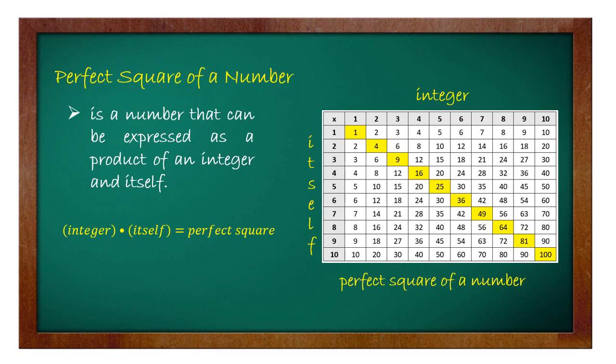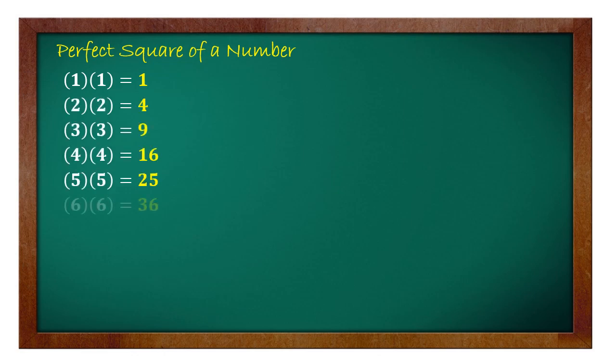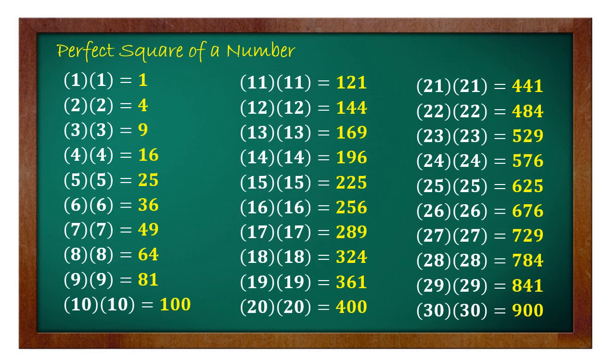Perfect square of a number siya kasi galing siya sa 1 times 1, 2 times 2, 3 times 3, 4 times 4, and so on. And then, yung mga nasa color white naman natin, ang tawag natin sa kanila, non-perfect square. Okay, so ito, yung mga examples ng perfect square of a number natin. I suggest na kabisaduhin nyo yung mga perfect squares natin kasi mas magagamit nyo siya kahit sa higher level.